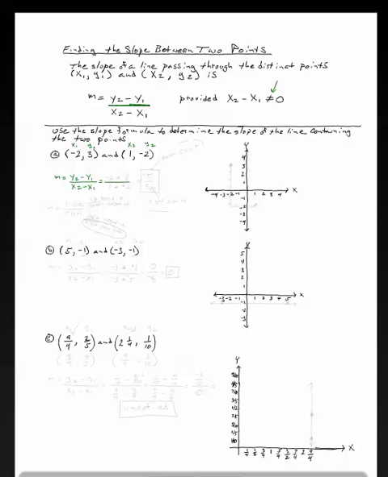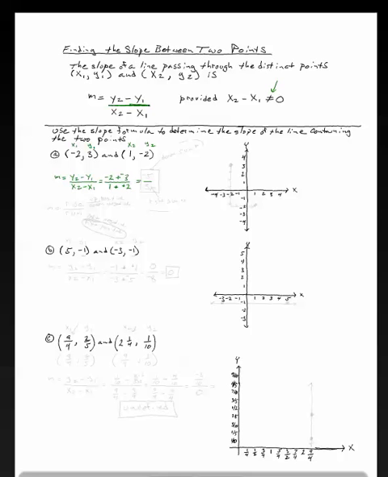And now you just plug in your values. y2 is negative 2, so we write negative 2 minus. y1 is 3, so we write in our 3. x2 is 1 minus, and then x1 is negative 2. I always change my subtraction to addition of the opposite, so on top minus 3 becomes plus negative 3. And on the bottom, minus negative 2 becomes plus positive 2.